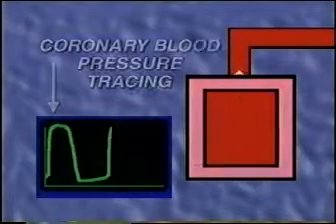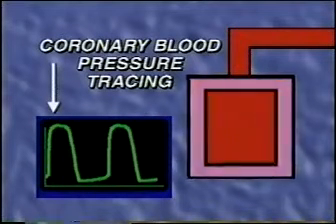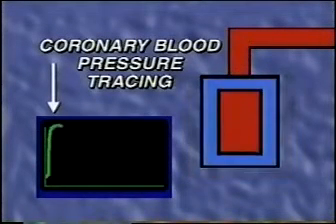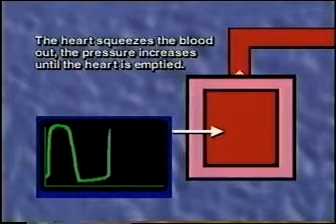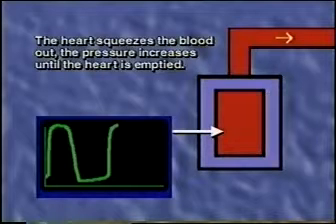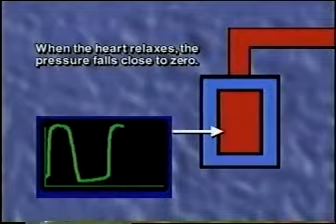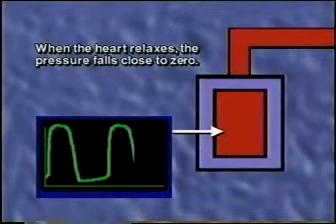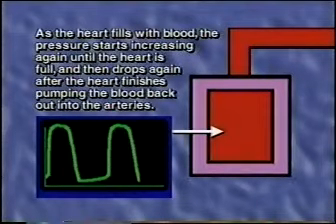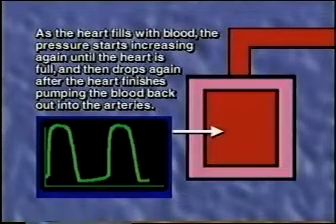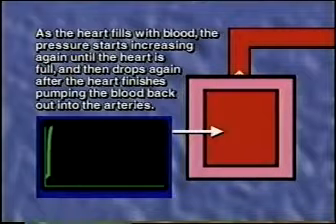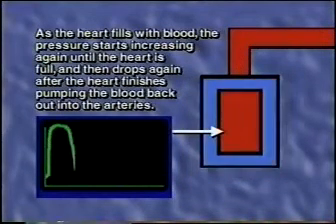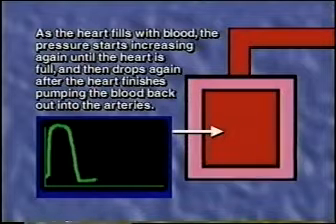When pressure is measured inside the heart during the pumping cycle, you can see a pressure curve like this. Again, the heart squeezes the blood out. The pressure increases until the heart is emptied. When the heart relaxes, the pressure falls close to zero. As the heart fills with blood, the pressure starts increasing again until the heart is full and then drops again after the heart finishes pumping the blood back out into the arteries.